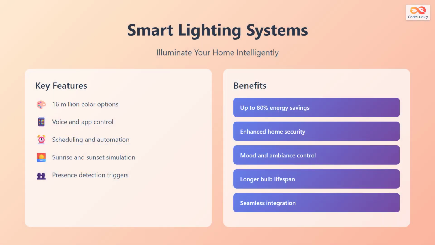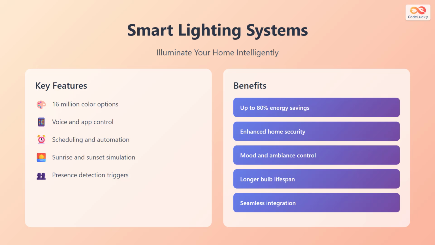Smart lighting systems have revolutionized how we illuminate our homes. Modern smart bulbs offer access to 16 million color options, allowing you to set the perfect ambience for any occasion. You can control these lights through voice commands or smartphone apps, making it incredibly convenient. Scheduling and automation features let you program lights to turn on and off at specific times. Some systems can simulate sunrise and sunset, helping regulate your sleep cycle. Presence detection triggers can automatically turn lights on when you enter a room and off when you leave.